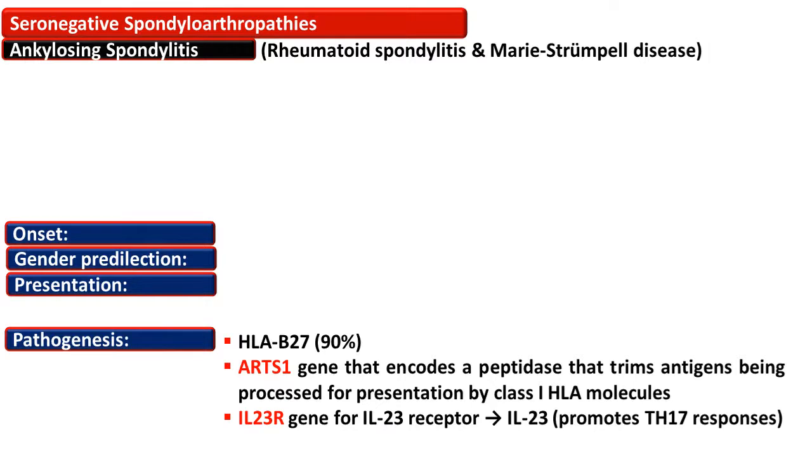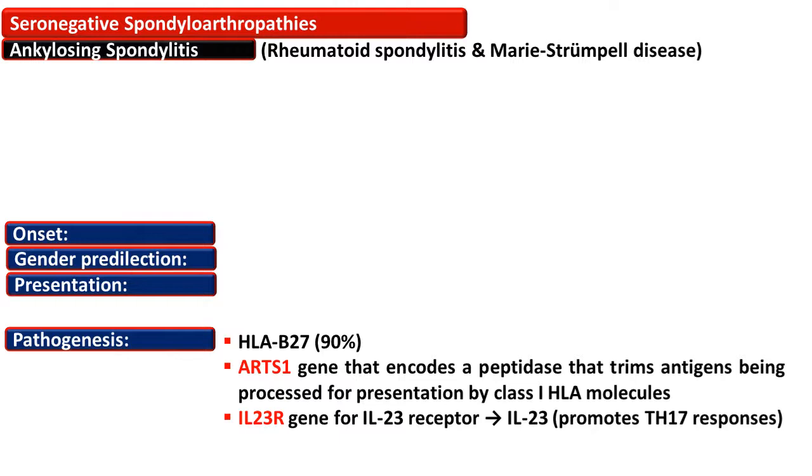The pathogenesis of this disease is linked with HLA-B27, which is present in more than 90% of the cases. The HLA-B27 role is not clear, though it is linked with antigen processing and presentation to trigger the disease. Recently, the ARTS1 gene, which encodes a peptide that triggers the antigen being processed for presentation by class 1 HLA molecule, is linked with this disease.